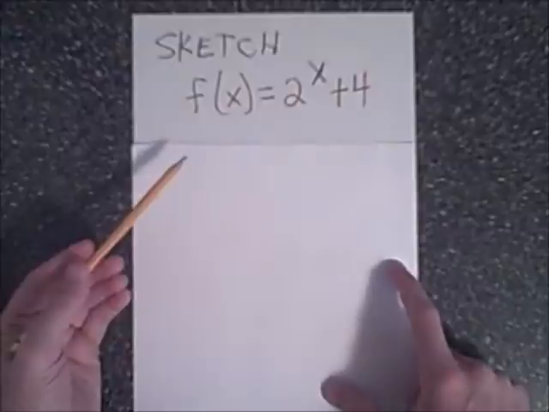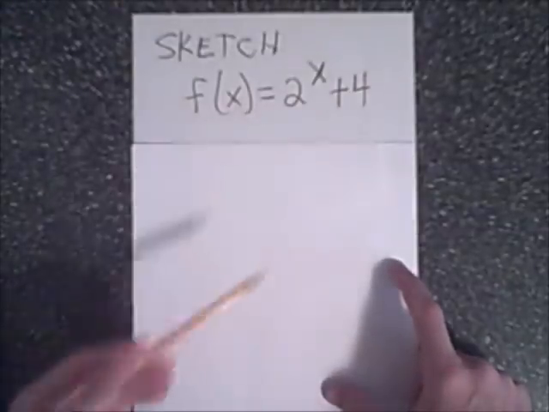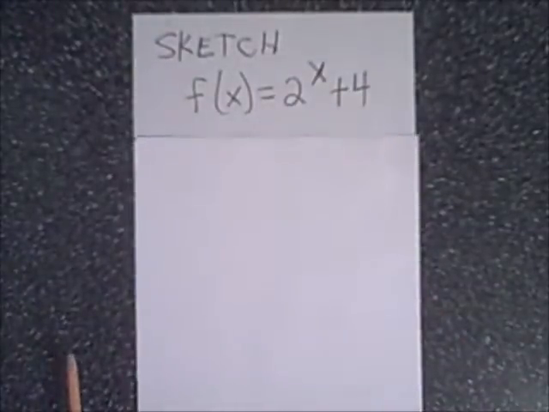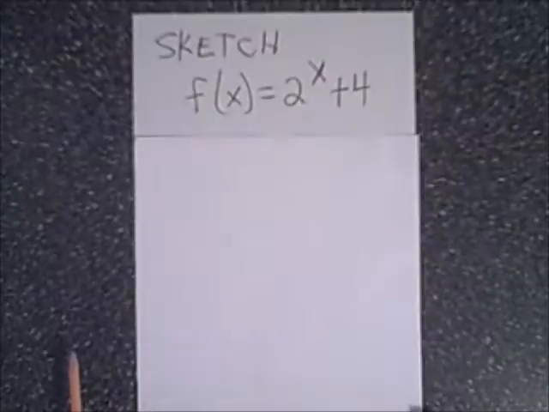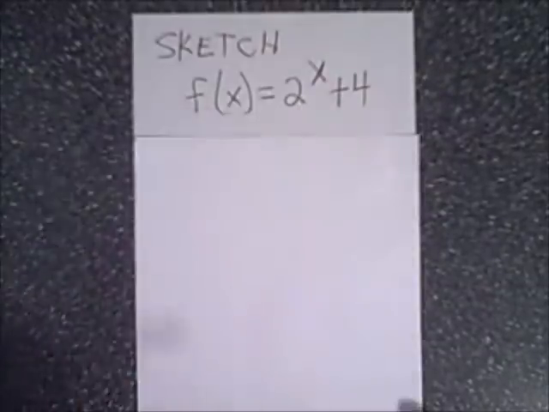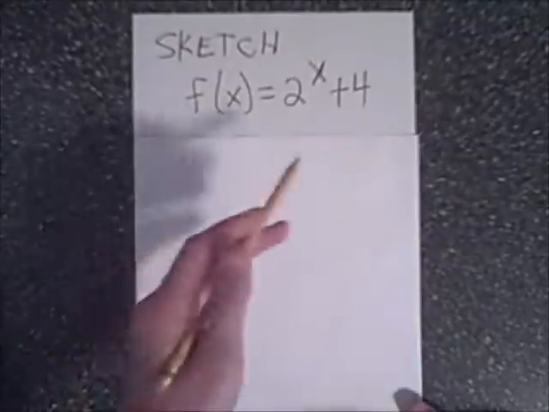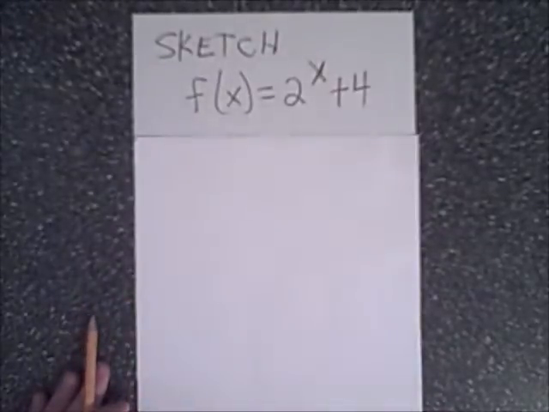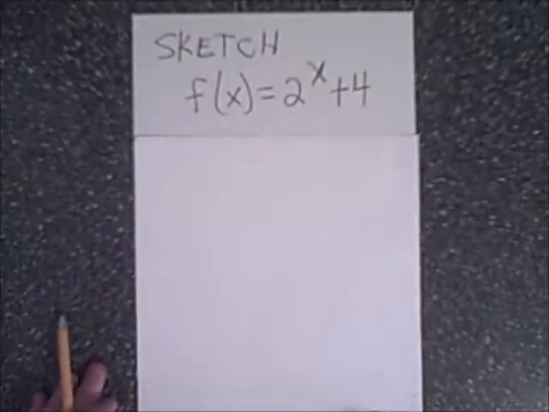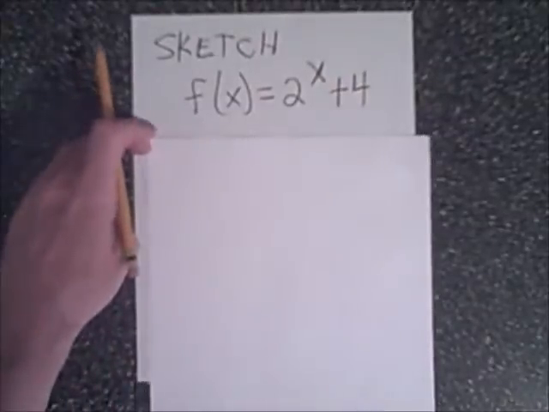Okay, here we have a function, f of x equals 2 to the x plus 4, and we're going to go ahead and graph it, sketch it. It's an exponent, and the exponent itself is a variable, so it's a little bit different. And usually when I see something relatively direct like this, I like to just plot some points. So that's the first approach we will use.